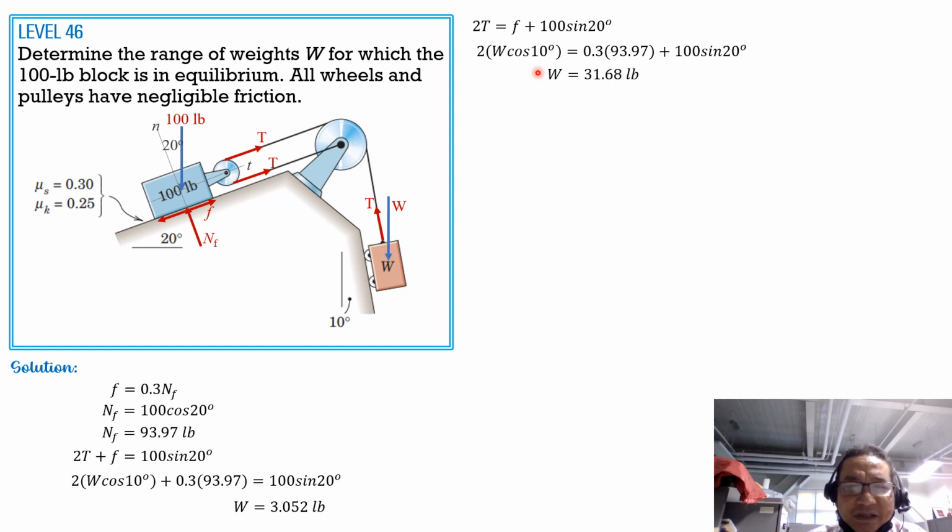So solving for the maximum W, W equals 31.68 pounds. Having found W minimum and maximum, the range of values of weights would be 3.052 less than or equal to W, and W is less than or equal to 31.68 pounds.